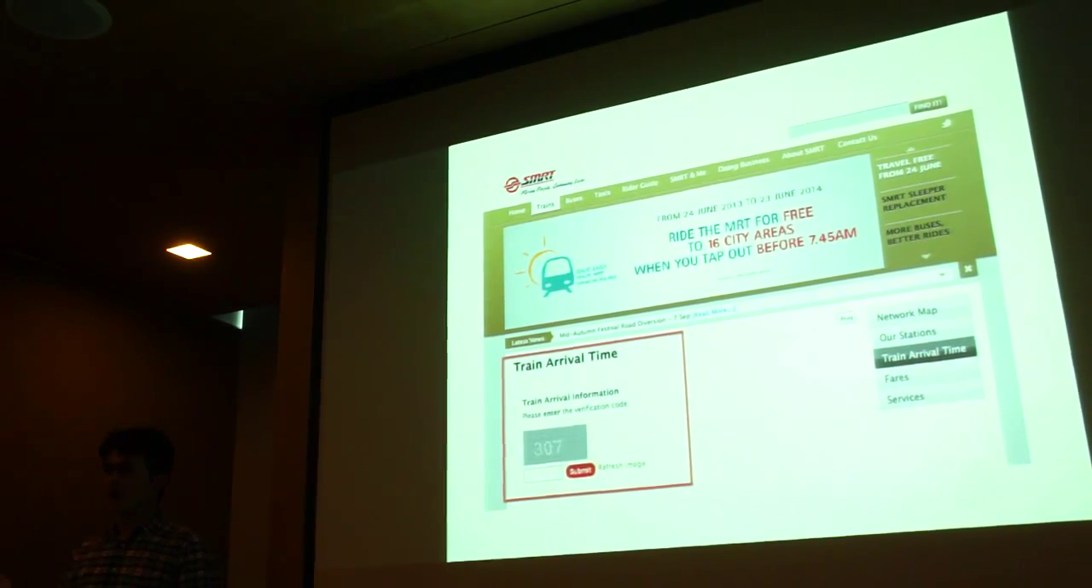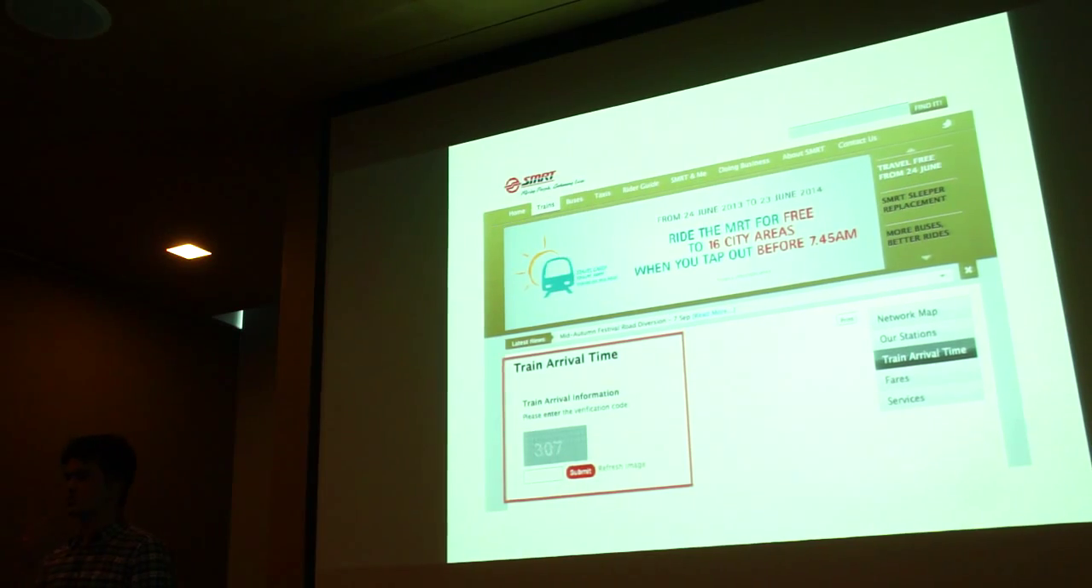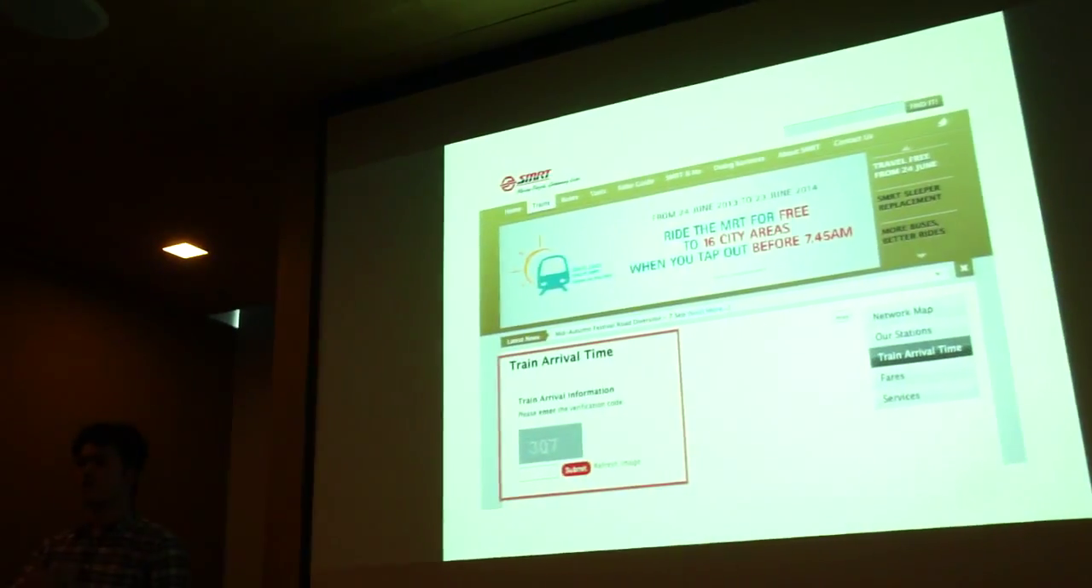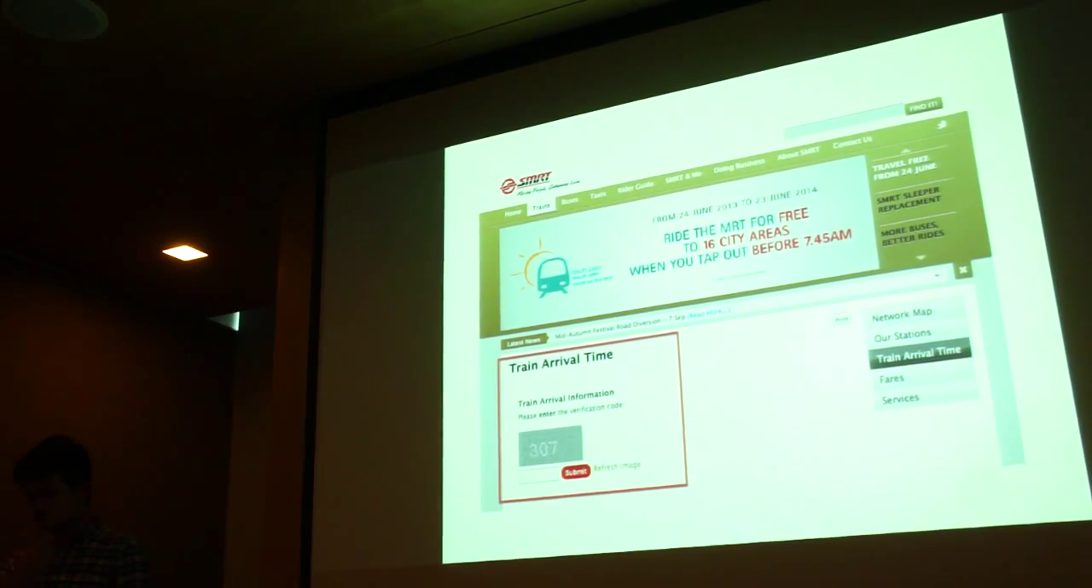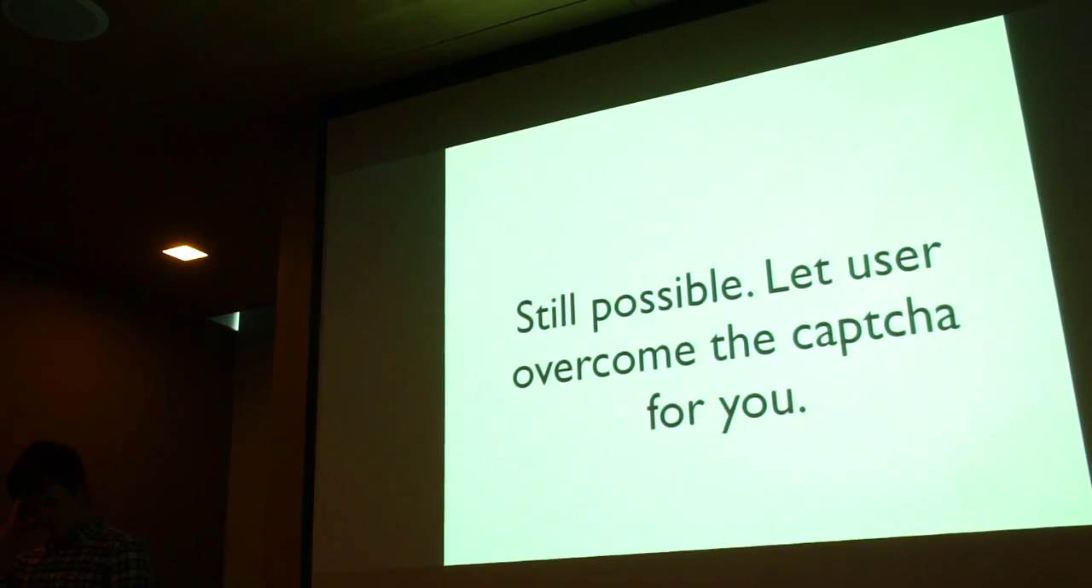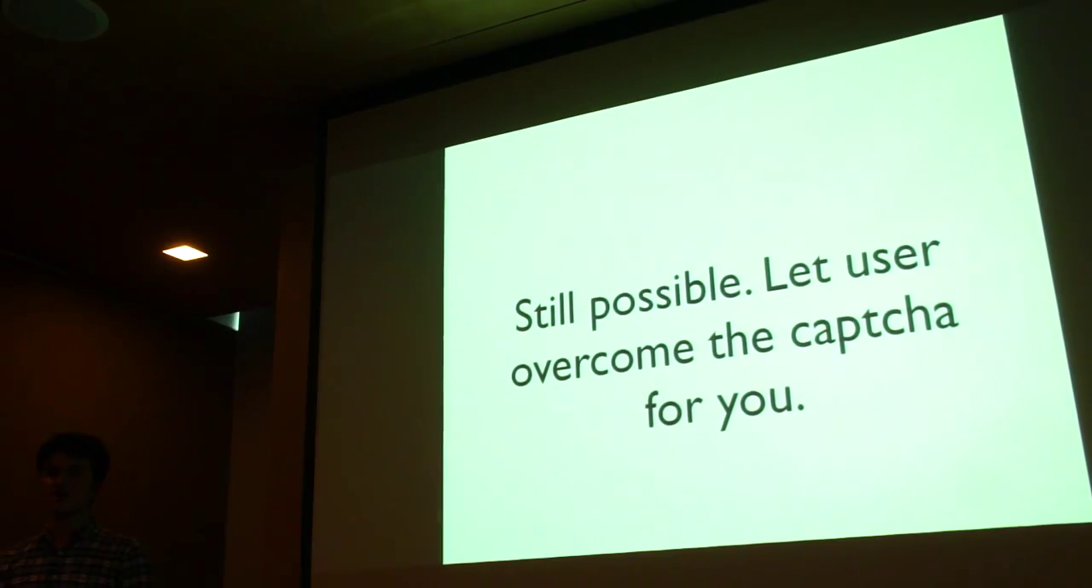How I'll do this is I just present it to the user and ask them to type it for me. If it's correct, the next page will have the correct data, and then the crawling will work. But there's a concern: if there's 1 million users, it will hit the whole server. So what you can do is save it in a database. The first user will fetch it, and subsequent users will just grab from your database. That way you will not cause the whole server to go down. So it's still possible to let the user overcome the CAPTCHA for you.